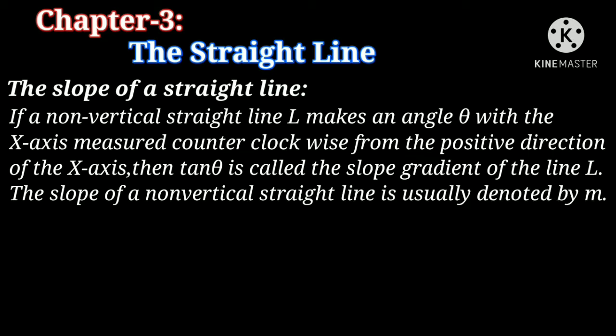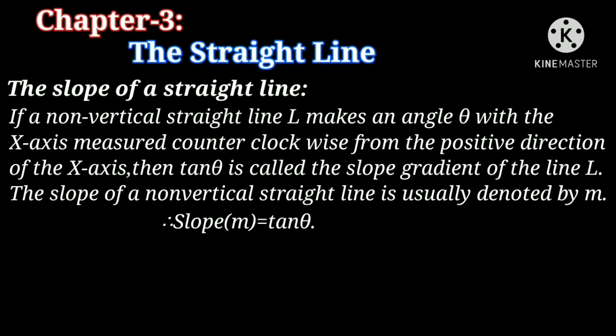That means if the straight line L makes an angle theta with the positive direction of the x-axis in the counterclockwise direction, then the slope of the straight line L is tan theta and is denoted by m. This is written in mathematical form as slope small m equal to tan theta.